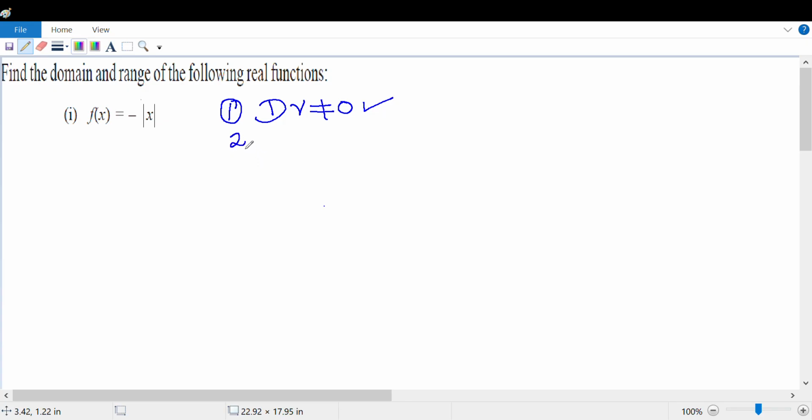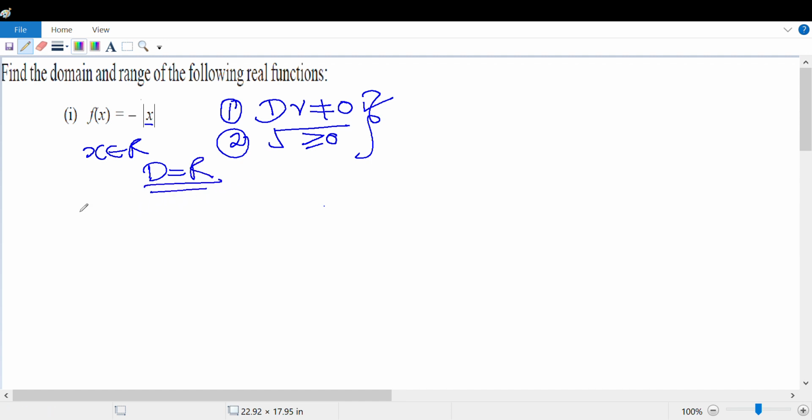This is the first constraint. And the second constraint: if there is a square root in the question, then we also have to take that, and the inside of the square root must be taken as greater than or equal to 0. If these two constraints are not there in your function, then for x any real number can be accepted. That's why the domain will be the set of all real numbers.